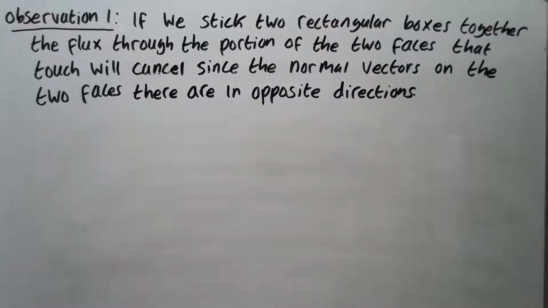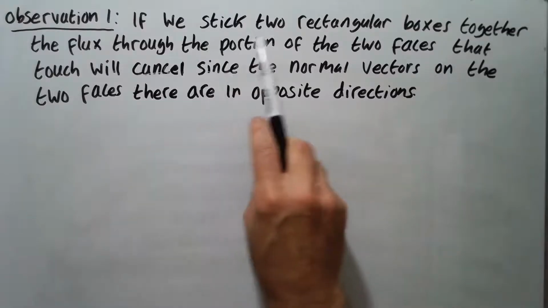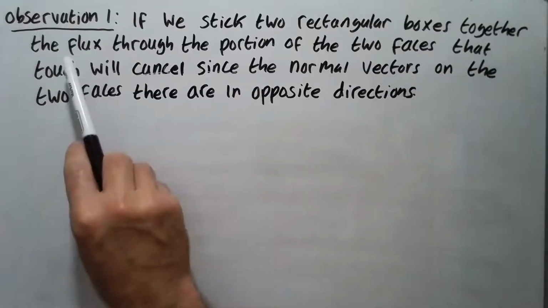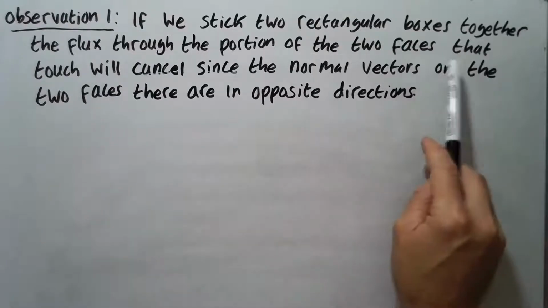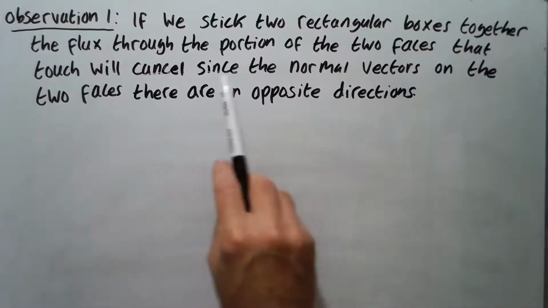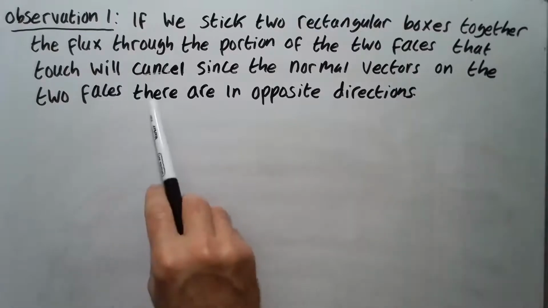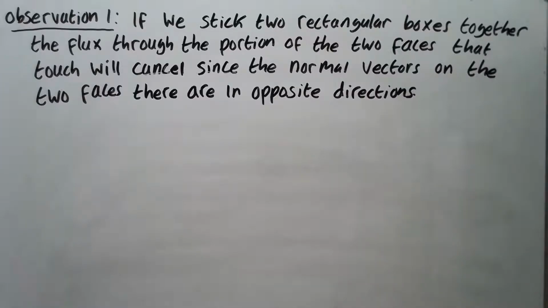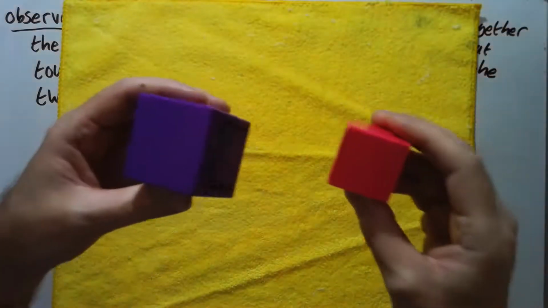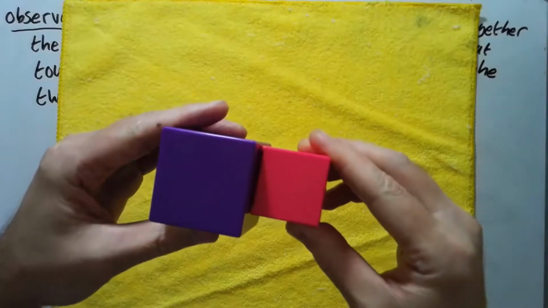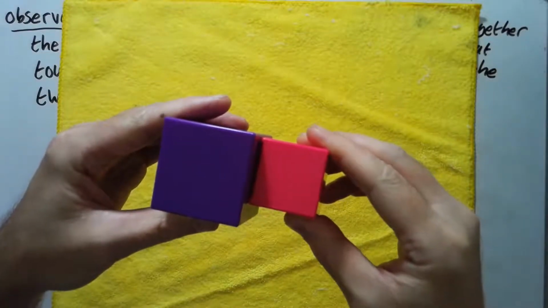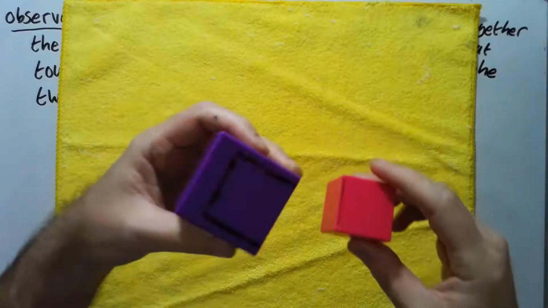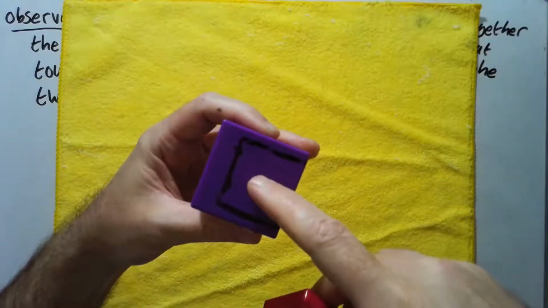Okay, so here's our first observation, which I think is the crucial observation. It says if we stick 2 rectangular boxes together, the flux through the portion of the 2 faces that touch will cancel, since the normal vectors on the 2 faces there are in opposite directions. Let me demonstrate this. Here are our 2 boxes stuck together. Let's look at the portions where they touch. They touch here and here, which I've marked.